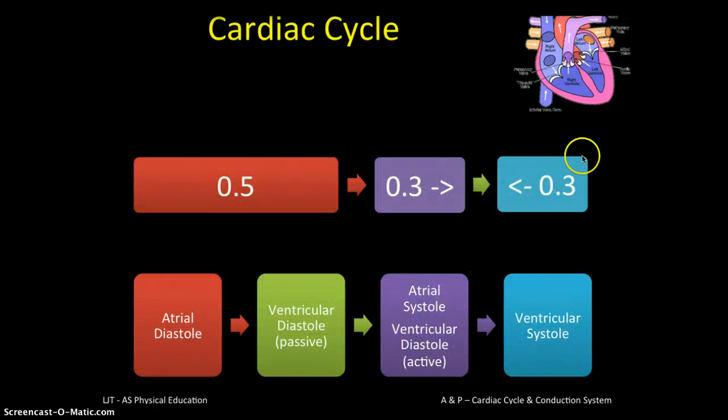So here's just a visual perhaps way of looking at it. We've got atrial and ventricular diastole, or at least part of the ventricular diastole, the passive part of it, takes about half a second. And then we've got the atria and the ventricles contracting, takes 0.3. So it's very much a process.